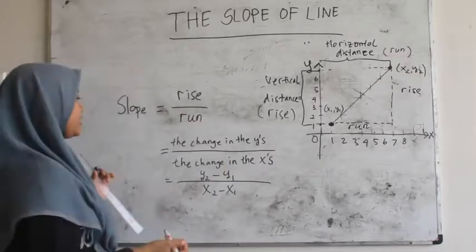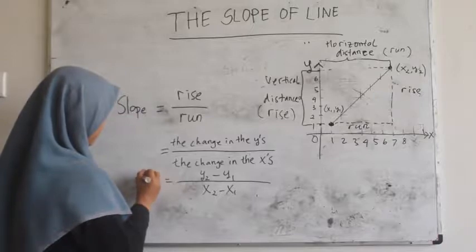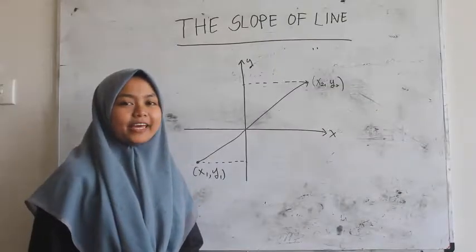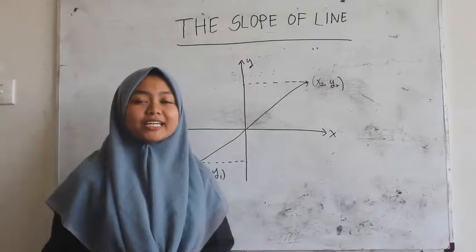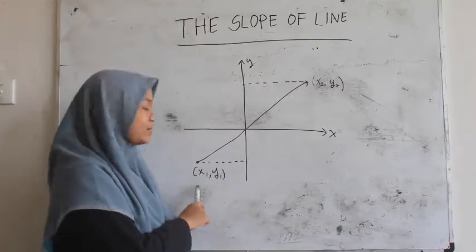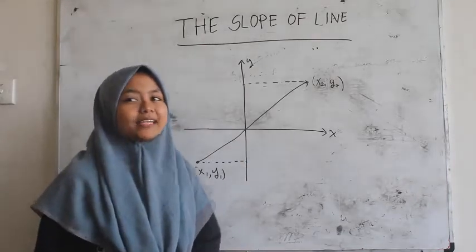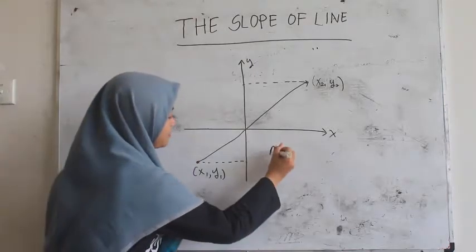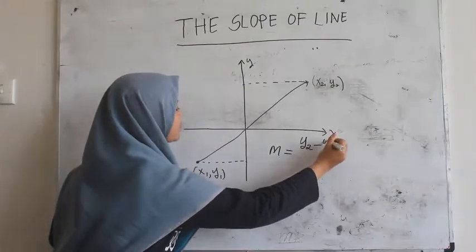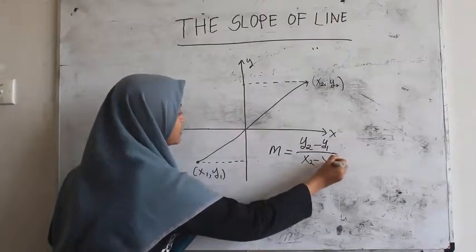And here we will use the letter M for slope. So if you are given 2 points, (x1, y1) and (x2, y2), the slope M is y2 minus y1 divided by x2 minus x1.